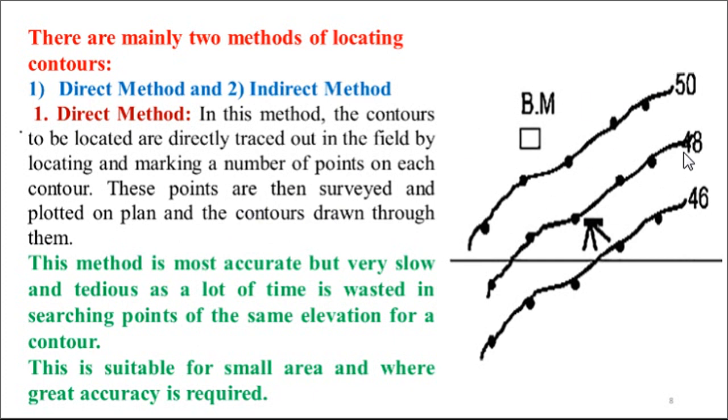Similarly for the next RL. This method is most accurate but very slow and tedious, as a lot of time is wasted in searching for points of the same elevation for a contour line. This is suitable for small areas and where great accuracy is required. This is called the direct method. Generally we do not plot the contour map by the direct contouring method, but for a small area where great accuracy is required, we can plot the contour map by direct contouring.